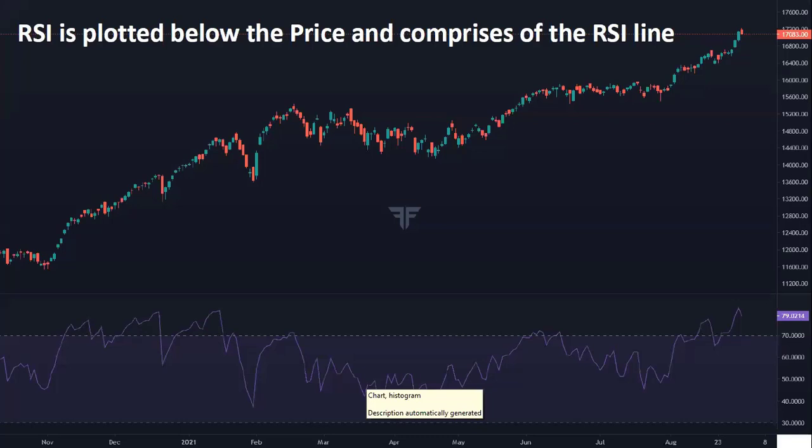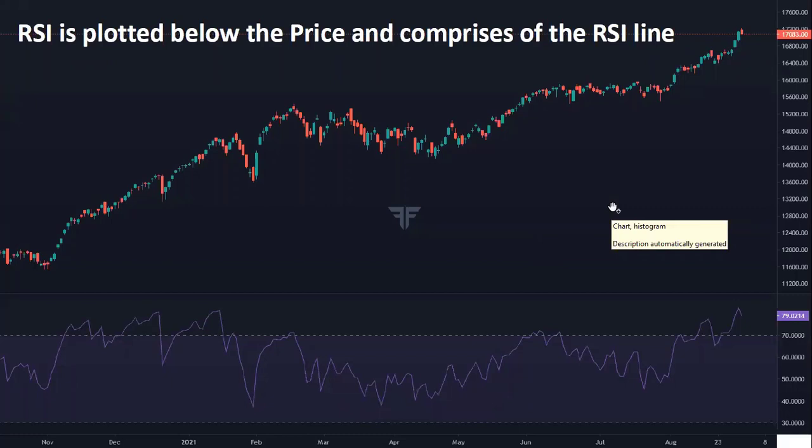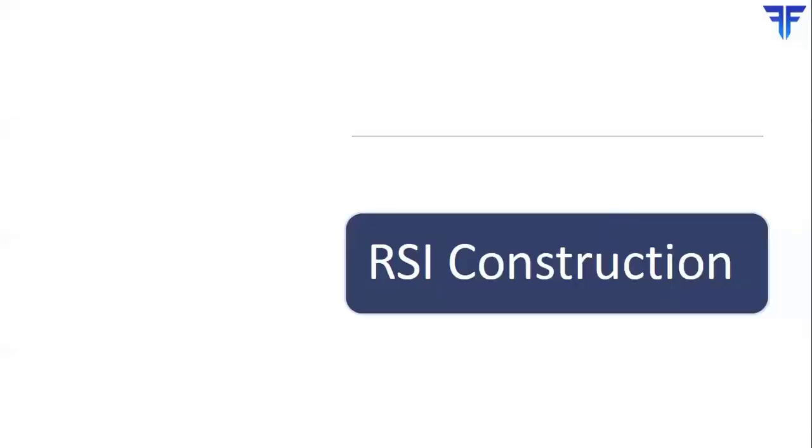So in this RSI panel, what an RSI panel consists of is the RSI line and two horizontal lines that are typically marked at 70 and 30. So this is how the RSI indicator looks on a charting platform, on our FYERS web platform. So that was a brief about the RSI indicator.